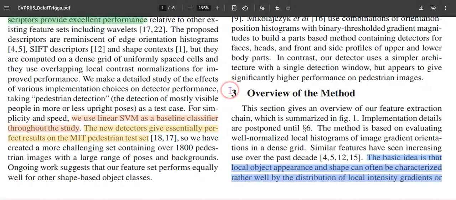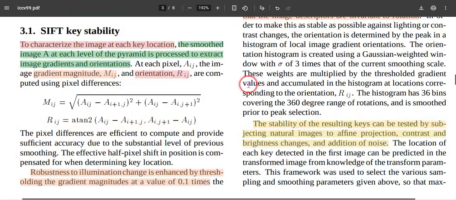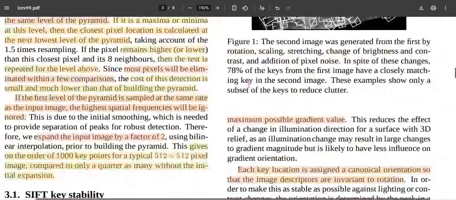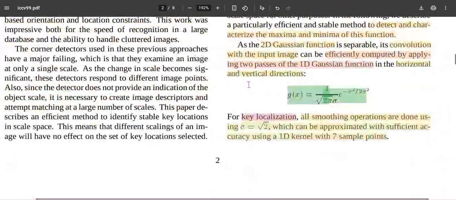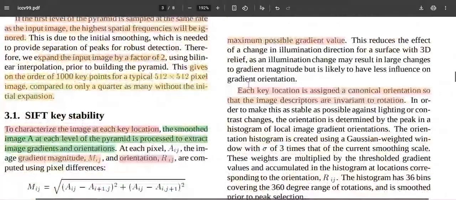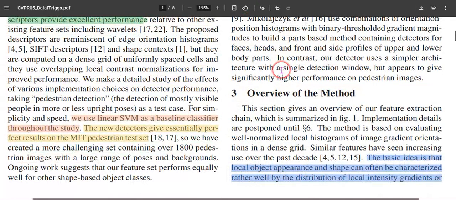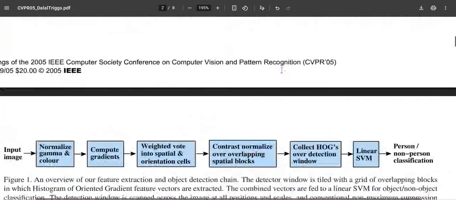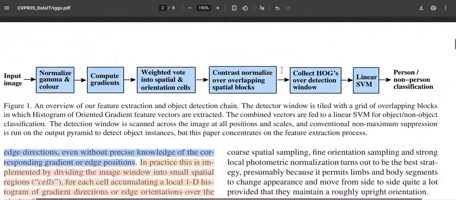So the basic idea is similar to the paper that we introduced earlier, the SIFT paper, where they use Gaussian kernels to identify the maximum and minimum locations, and also use the Gaussian kernels to compute the gradient and the orientations. Similarly here, this paper also computes, at every local patch, the gradients and edge directions.